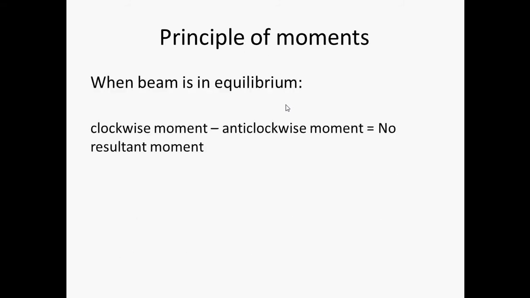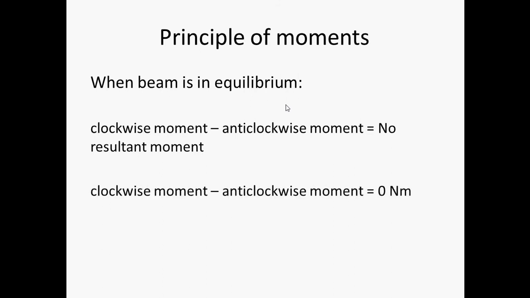So when the beam is in equilibrium, we know that there is no resultant force. So in that case, the clockwise moment minus anti-clockwise moment equals 0. The Newton meter is just the unit. So if you rearrange the formula, you have your principle of moments. The principle of moment states that the clockwise moment is equal to the anti-clockwise moment about the same pivot when in equilibrium. So that's how the principle of moments arises.